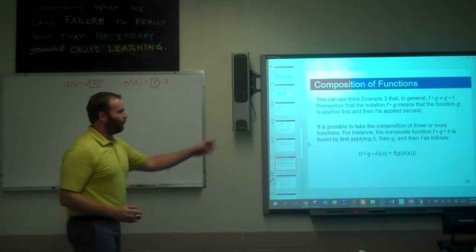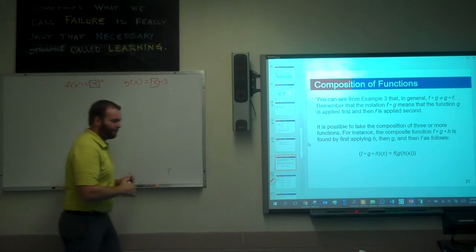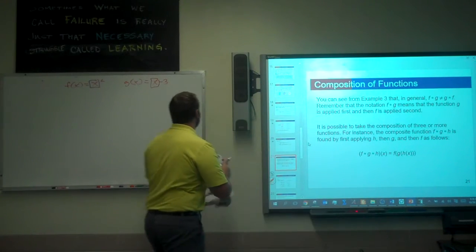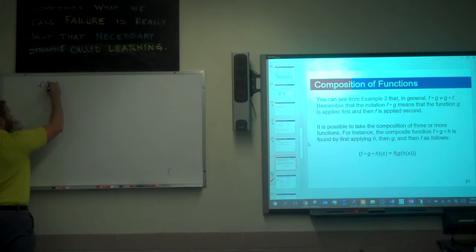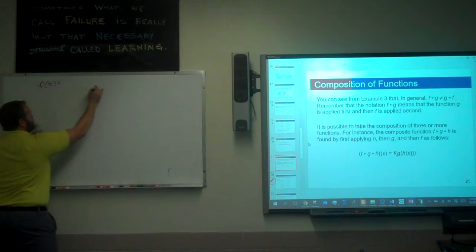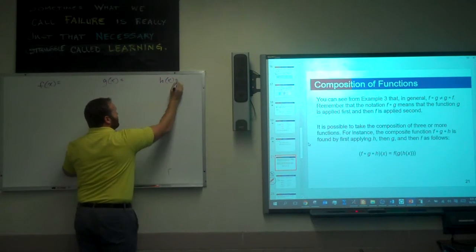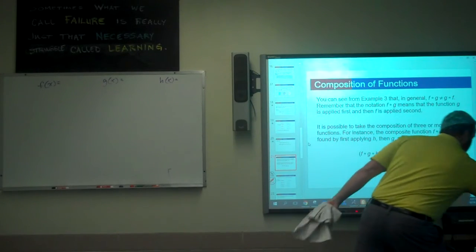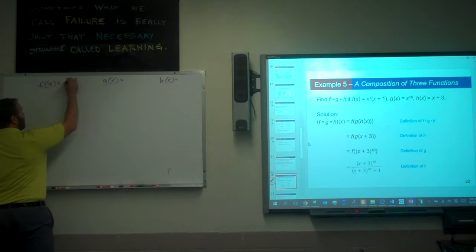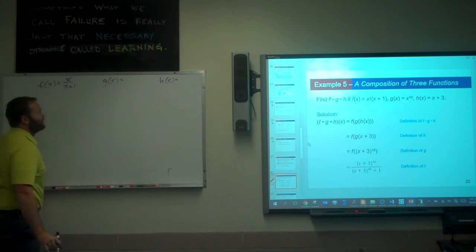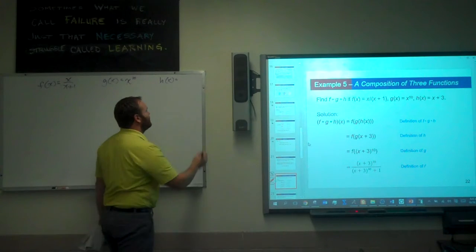Alright, so we can start doing composite functions of 3, 4, 5, 6, however many functions you want. So let's do, we've got f of x will be equal to something, g of x will be equal to something, and h of x will be equal to something. And if we go to the next slide, we've got f to be x over x plus 1. We got g to be x to the 10th, and h is x plus 3.